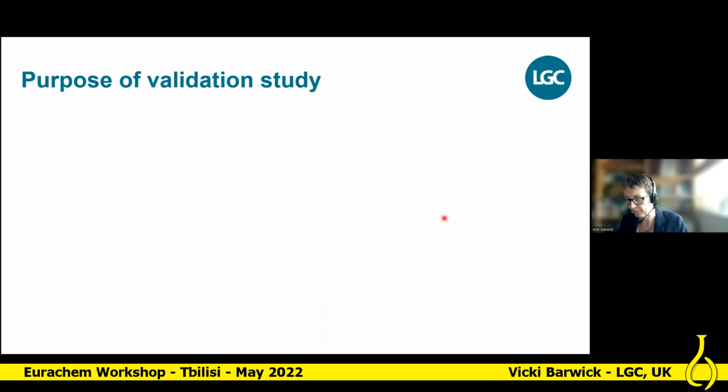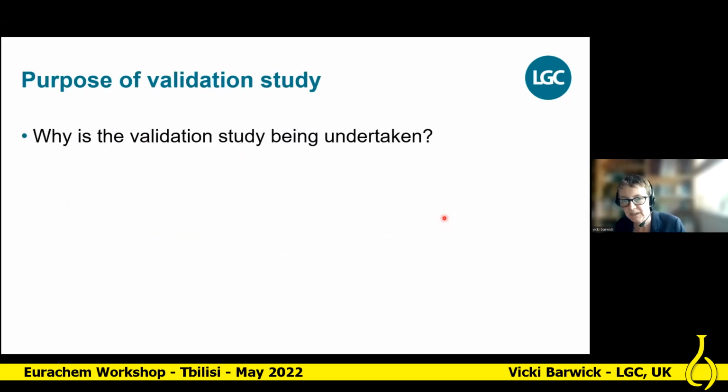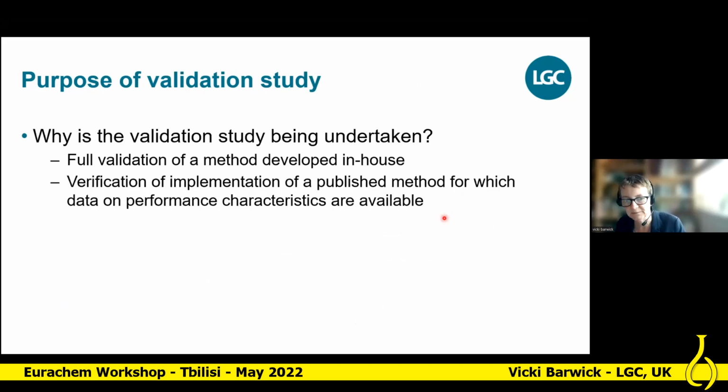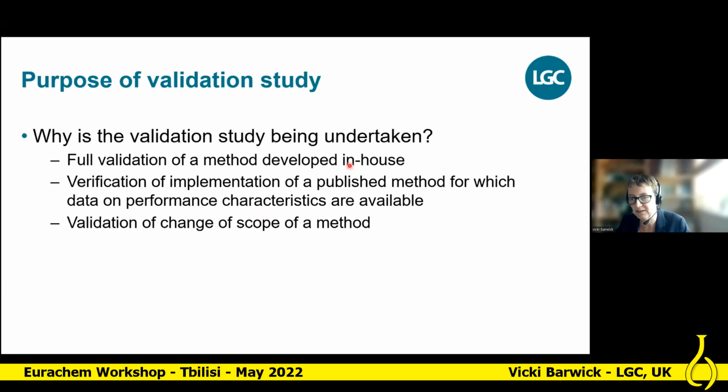Looking a bit more at the purpose of the study, there are a number of options. As I've mentioned, it could be a full validation of a method developed in-house, or the verification of a published method where we already have some information on the performance characteristics. But sometimes things change. Maybe at some point we've carried out a full validation of our in-house method, but there's been a change in the scope of that method. Then we have to revalidate under that new scope.